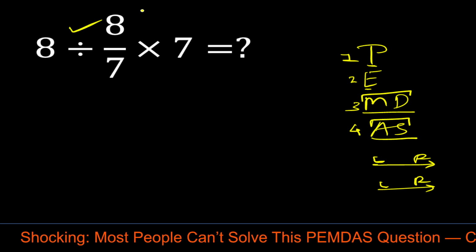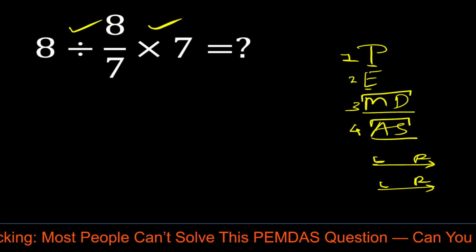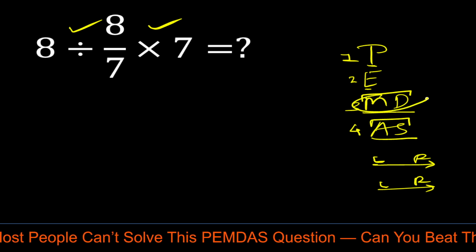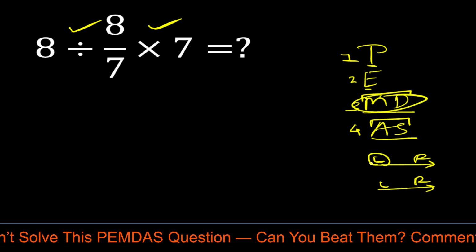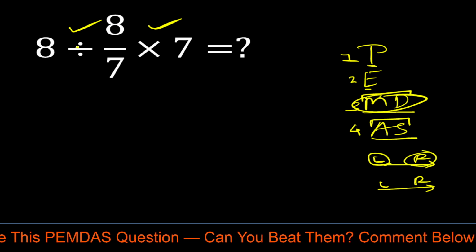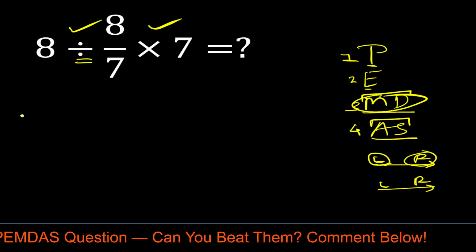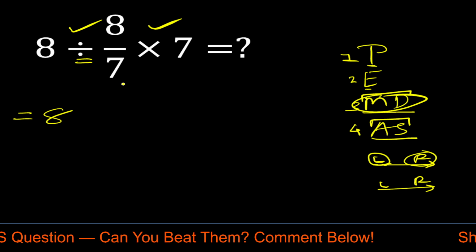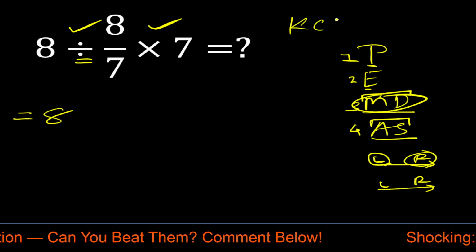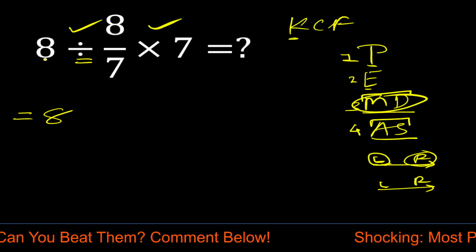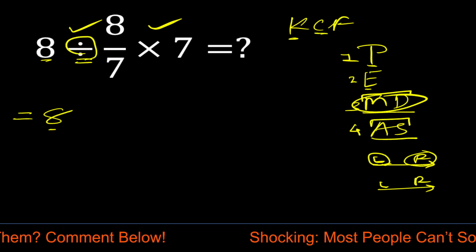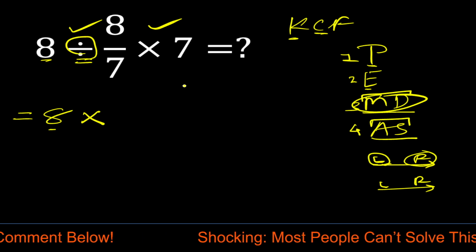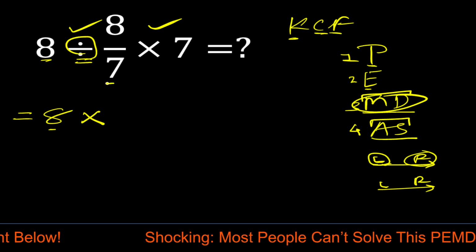So in this question here we have division and here multiplication. So multiplication and division both have equal priority, so we have to solve it from left to right. So first we have to solve this division, right? So now 8. Now according to KCF rule, K means skip this first 8 as it is same. Then C means change this sign from division to multiplication. Then F means flip this fraction.